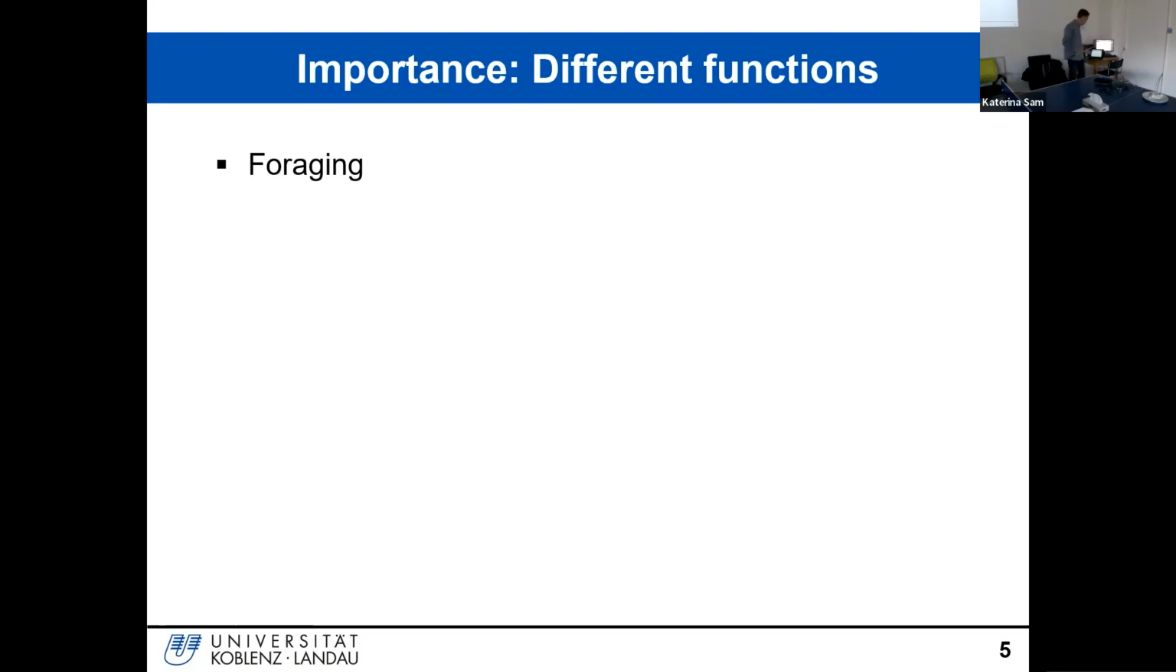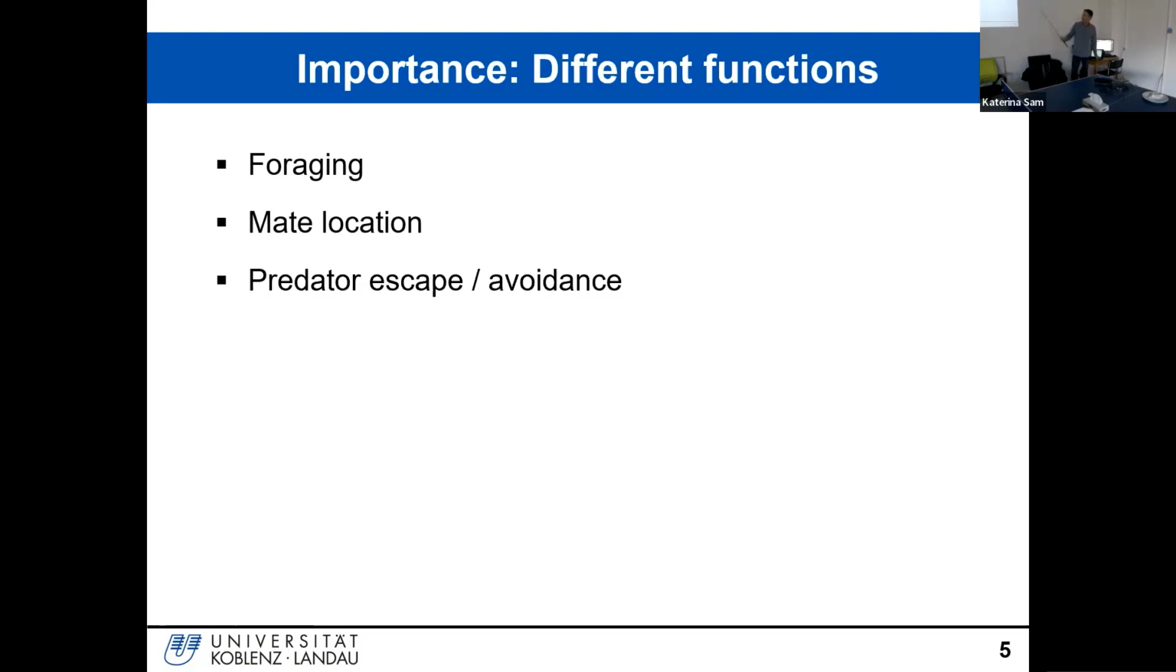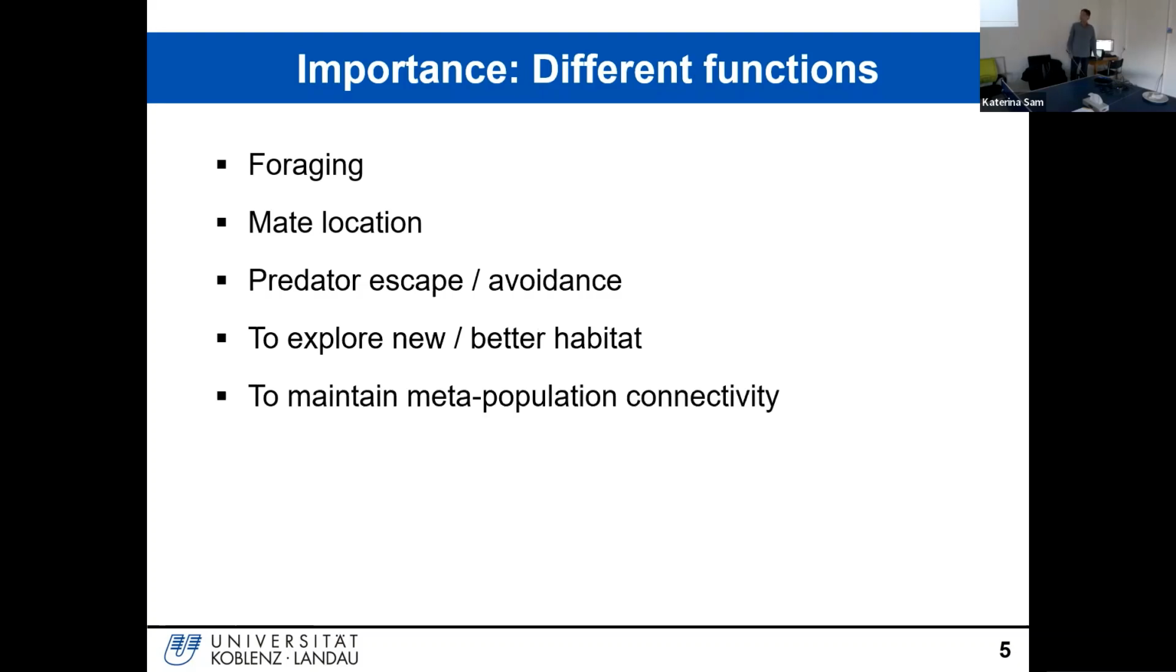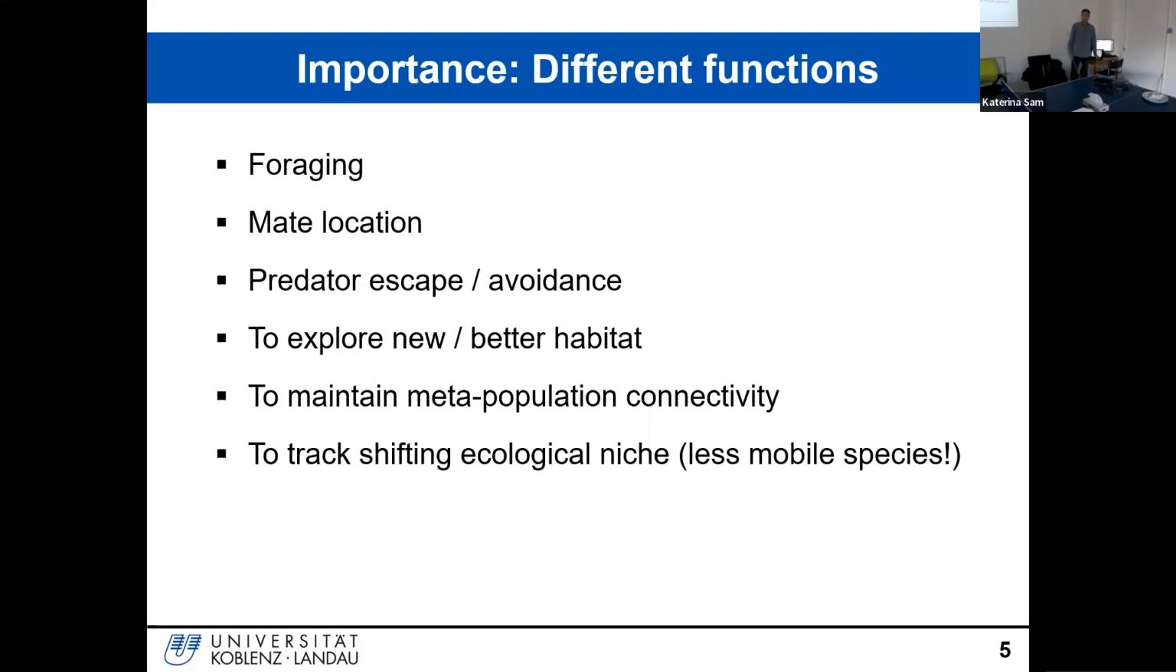That's one function of dispersal. I'm reluctant now to again talk about humans and migration, but anyway, it might be predator escape or avoidance. It might be to explore new or better habitat, or to maintain metapopulation connectivity, to track shifting ecological niches, which is very important for less mobile species, and it's very important in times of climate change. So it's a key biological process we are talking about here.